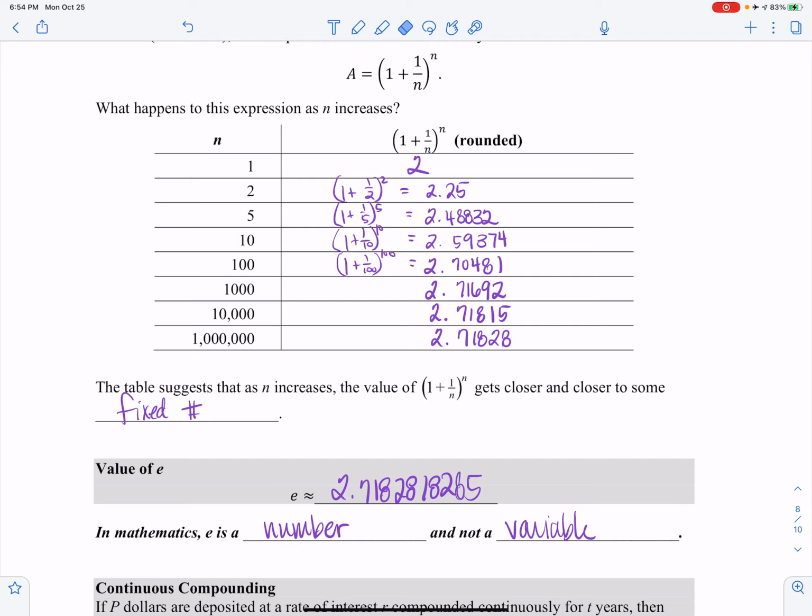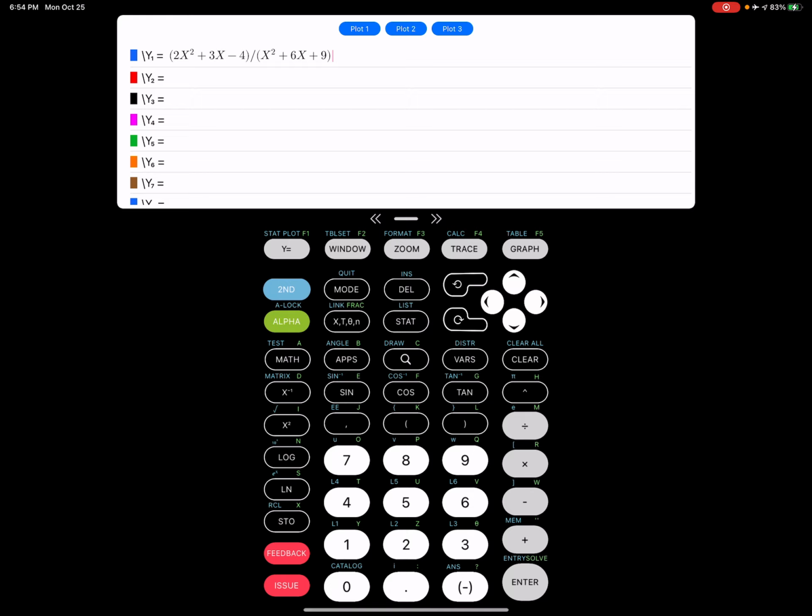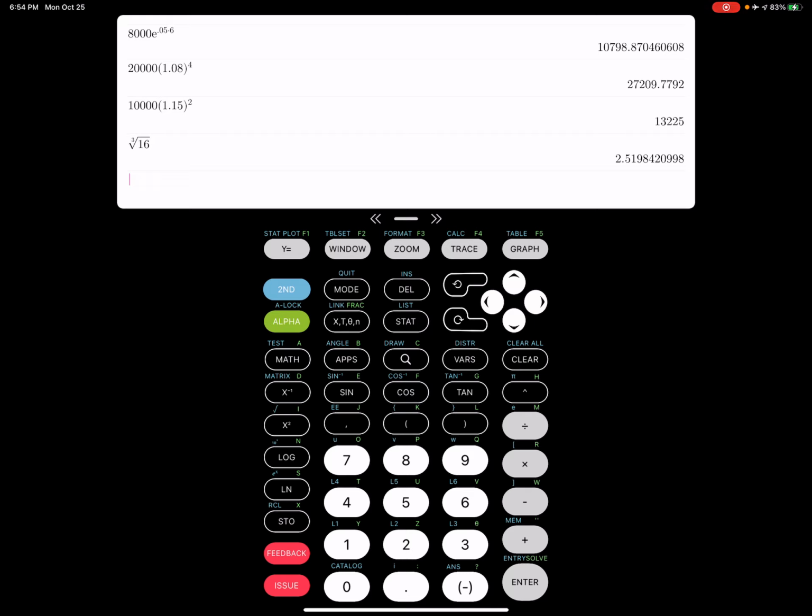My fixed number has a name. It's called e. If you look at your calculator, here's my calculator, on the left column, notice that there's an LN button. Right above the LN button is this little symbol that says e raised to the x power.